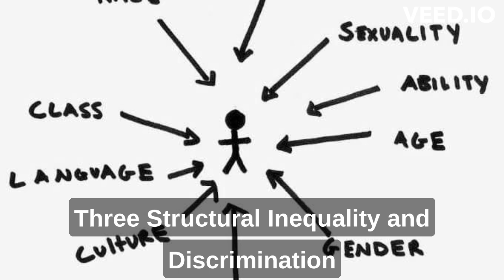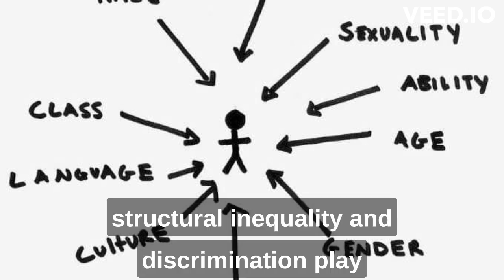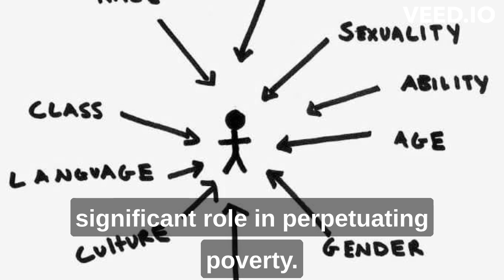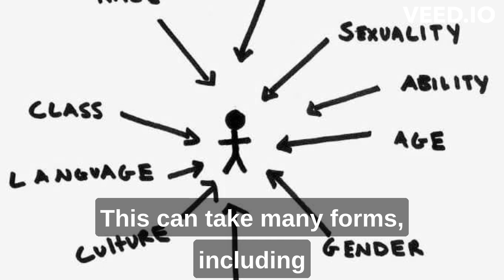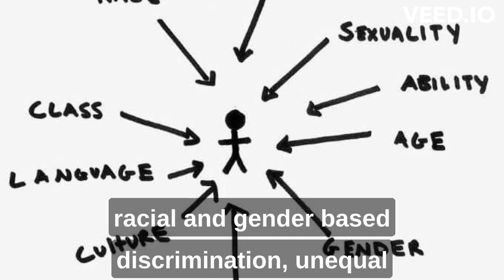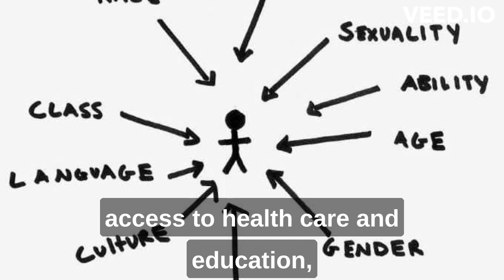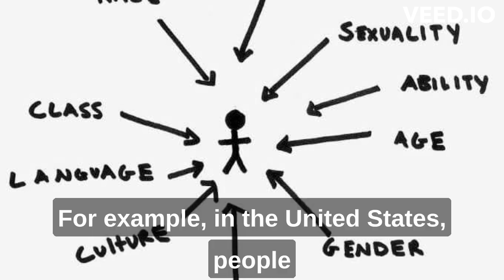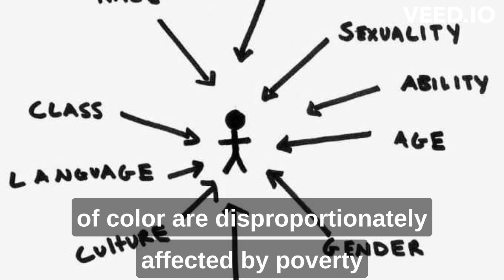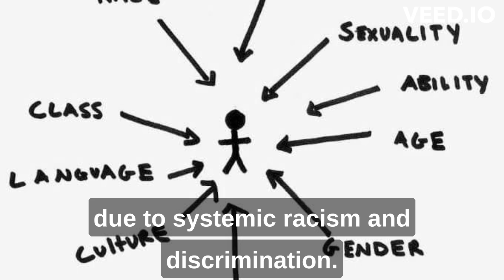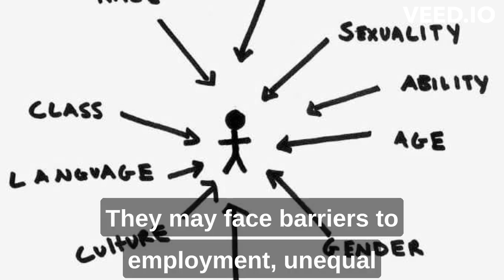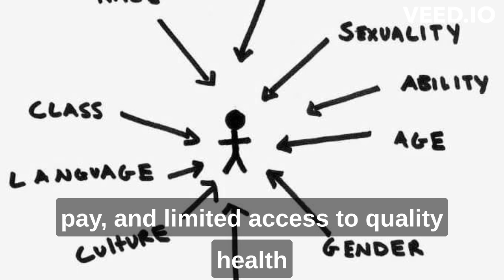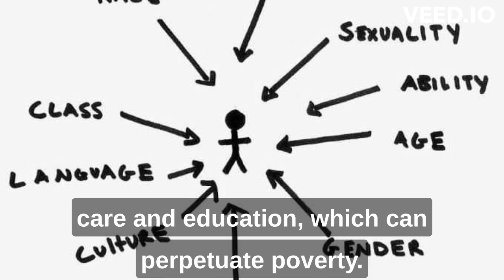3. Structural inequality and discrimination. Structural inequality and discrimination play a significant role in perpetuating poverty. This can take many forms, including racial and gender-based discrimination, unequal access to healthcare and education, and unequal access to employment opportunities. For example, in the United States, people of color are disproportionately affected by poverty due to systemic racism and discrimination. They may face barriers to employment, unequal pay, and limited access to quality healthcare and education, which can perpetuate poverty.